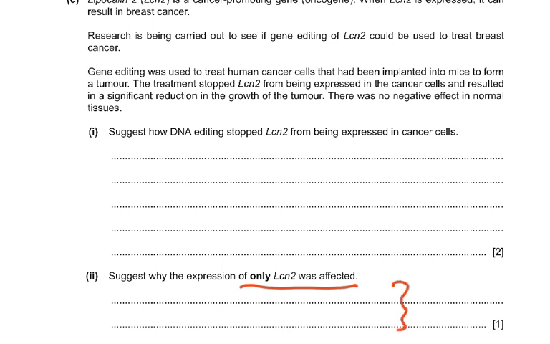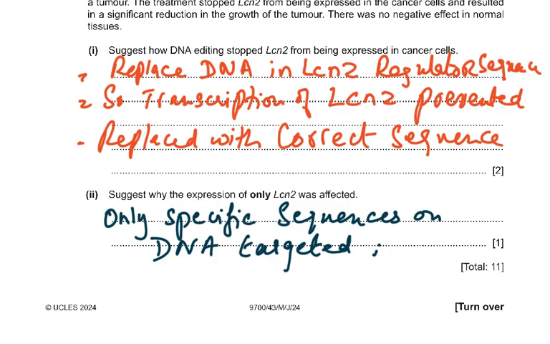Here in this part of the question, we're going to say only a specific site or sequence of DNA is targeted, and those target sites are only found in LCN2. So replace DNA in the LCN2 regulatory sequence. There's a regulatory sequence here, and so transcription of LCN2 is prevented and replaced with the correct sequence. Suggest why the expression of only LCN2 was affected: only specific sequences on the DNA, which are only found in LCN2, were targeted.